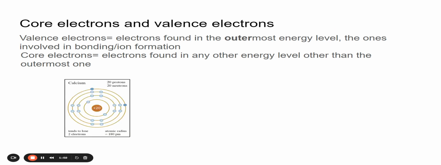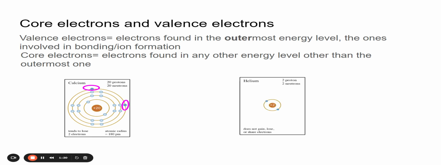Let's practice identifying valence versus core electrons by looking at these different cards. I'm going to start with calcium here, and if I'm looking for the valence electrons on calcium, it's just the two that we find in the very outermost shell. So these ones. Now if I'm looking at helium here, it only has one shell, so 2 is still the answer here.